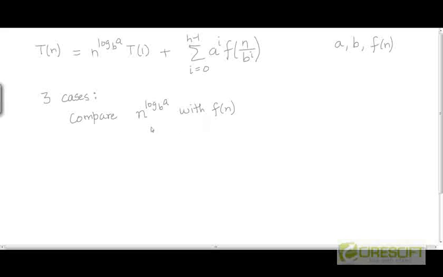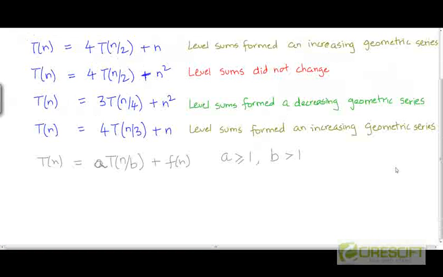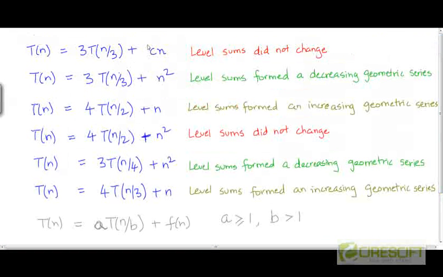We're going to look at this more specifically in the next video, but I'm just trying to give an intuition here that depending on which of these three cases the specific values of a, b, and f of n lead to, we are going to end up with different kinds of series, either an increasing geometric series or a decreasing geometric series, or the same term appearing log of n times. And that's what generated the variety of examples that we saw, depending on which of the three cases were true.